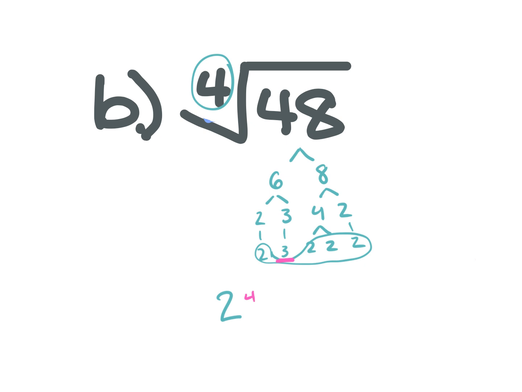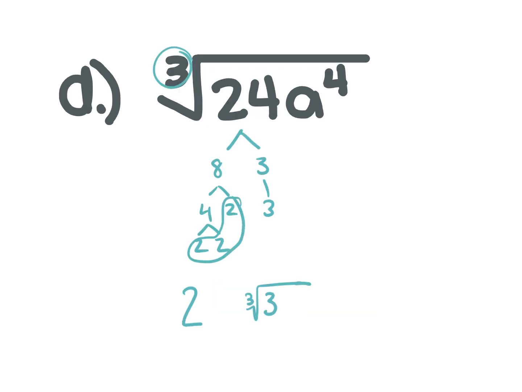So I have the 4th root of 3. 3 didn't have a pair, so it had to stay on the inside. And then your index has to be the same as whatever the index in the question was.